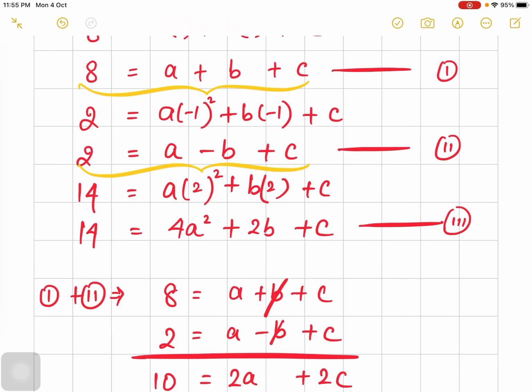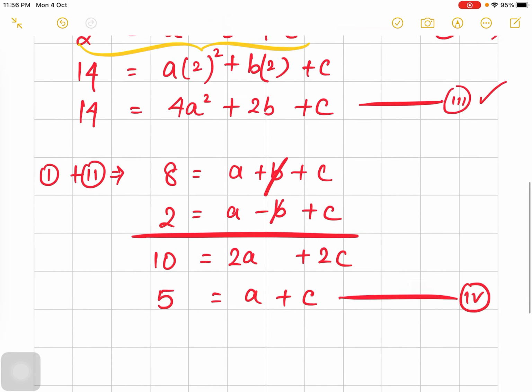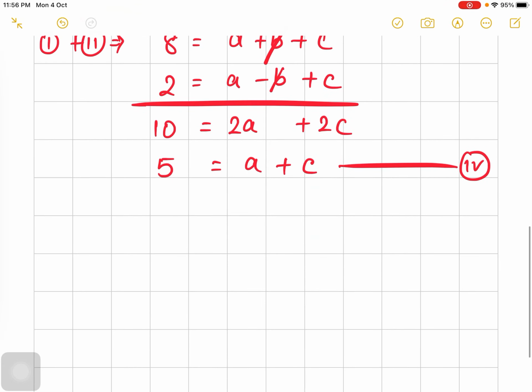Now let's look at the second one and the third one. Let's do something so that b can be eliminated, so that we'll again have a new situation where the unknowns will be a and c only. So let's do one thing. Let's multiply the second by 2. The advantage will be that b will become minus 2b, and in the third equation it's already plus 2b. So what are we doing actually? Twice of second plus third.